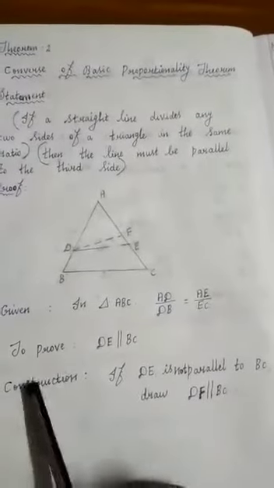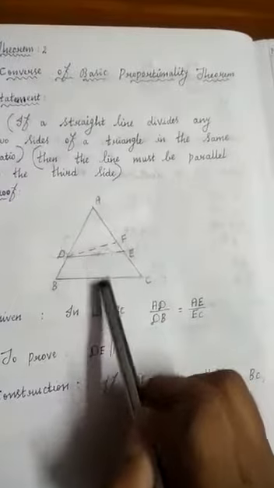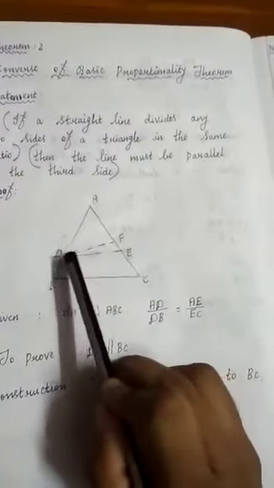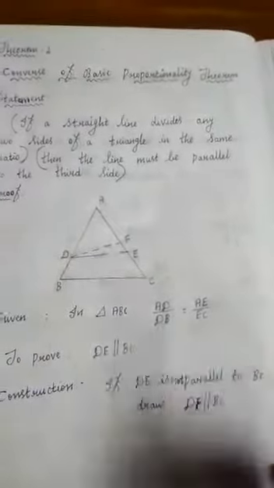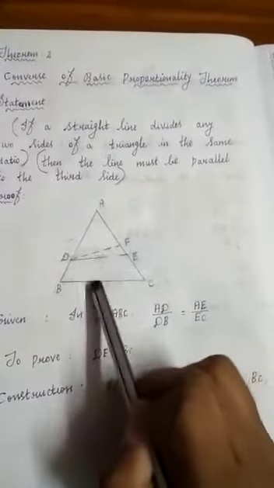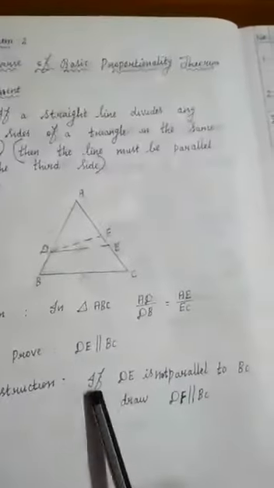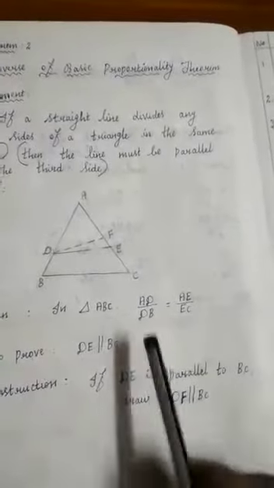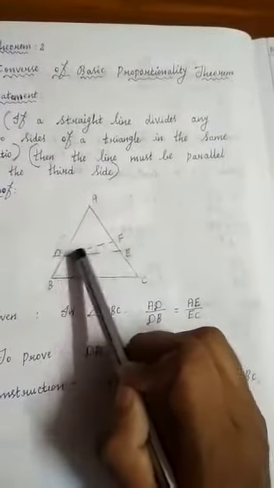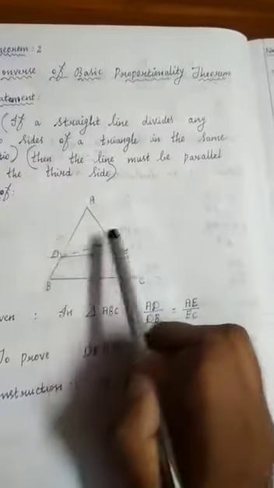Okay, so next one, construction. You are going to assume this: suppose these two lines are not parallel, but we need to prove that these two lines are parallel. DE is parallel to BC is what you need to prove, but we are going to assume, suppose these two lines are not parallel. DE is not parallel to BC. That only you are going to assume. If DE is not parallel to BC, then you have to draw another line, D to F. Make the line DF.